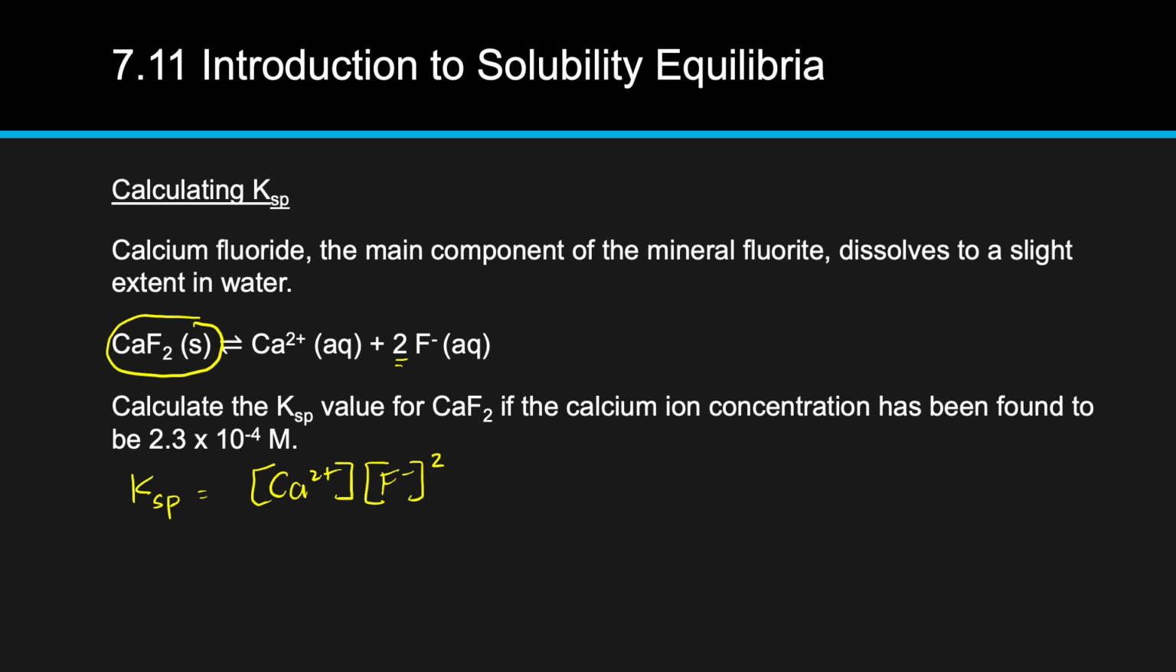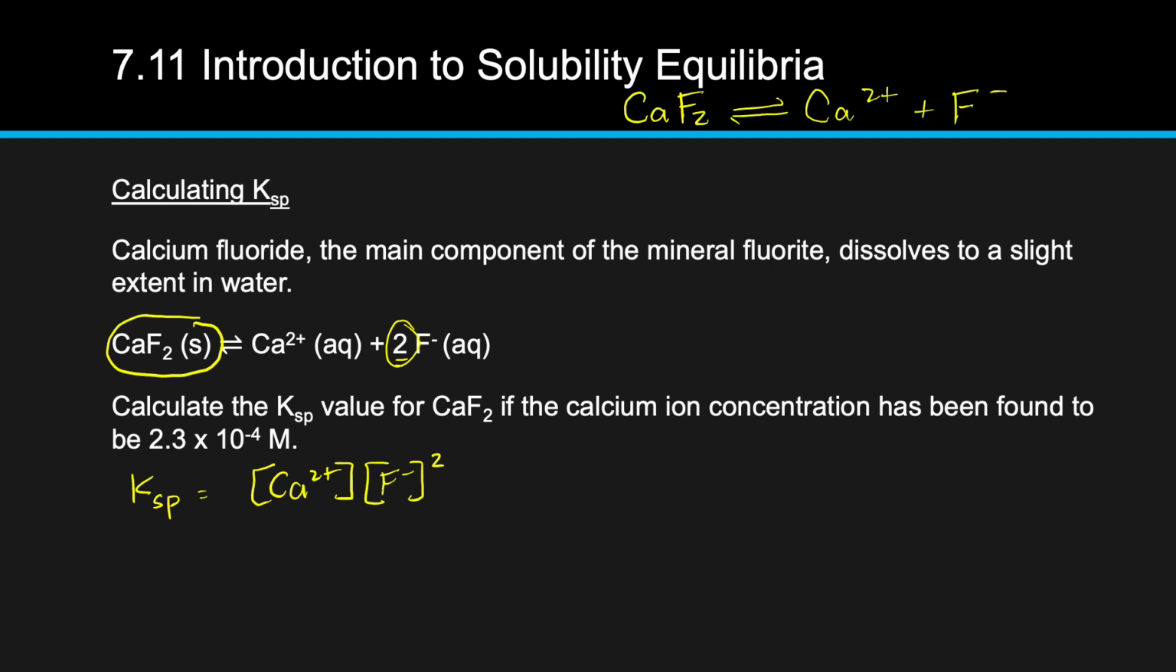Now that I have that, I need to figure out what values get plugged in to my concentrations of products. Now you can probably tell from the coefficients of the balanced chemical equation that we're going to put that 2.3 times 10 to the negative 4th into the Ca2+, and then we're going to multiply that number by 2 for F- because it has a coefficient of 2. But if that does not make sense to you right off the bat, you are free to do an ICE table if that makes more sense for you personally.